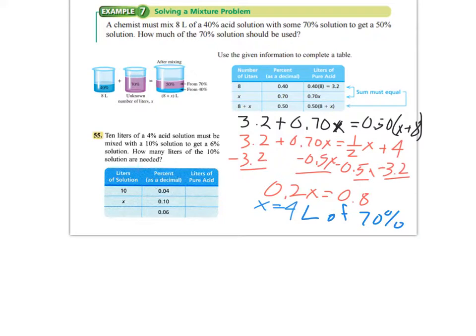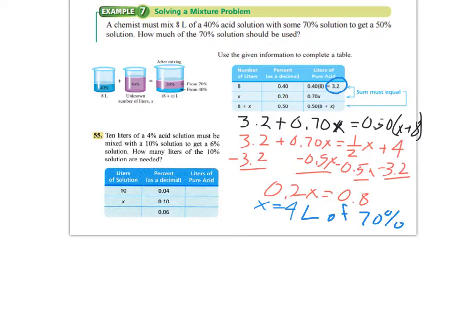Now, check to make sure that makes sense. If we have 4 liters, that would be a total of 12 liters. Half of 12 is 6, so we should have 6 liters of actual acid. The 8 liters of 40% gives us 3.2 liters of acid, and 4 liters of 70% would give you 2.8 liters of acid. 3.2 plus 2.8 is 6, which of course is half of 12, so the numbers make sense and they all add up.